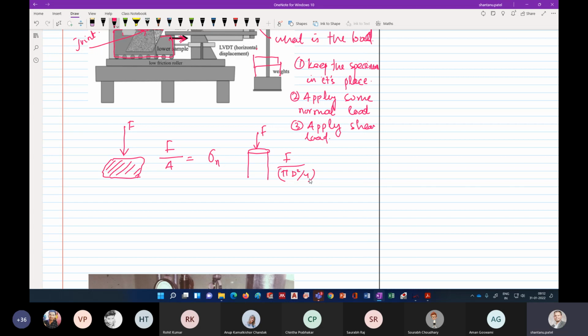Second thing is, what we are doing here is applying some shear load, let's say Fs. So Fs divided by area is what we call shear stress. We call it tau. So this can be in MPa or kPa, right? This will be again MPa or kPa. Is this clear? What we are doing here in this test?